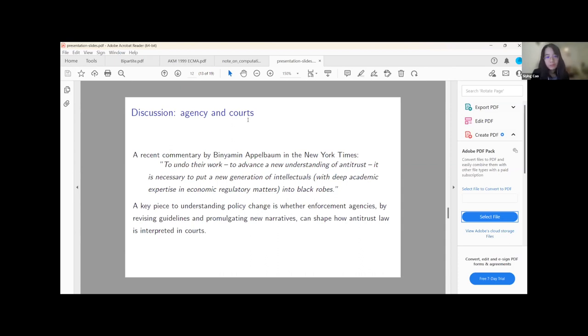But I think an equally important thing to recognize is whether agency actions or agency guidelines and narratives can have an important effect on how antitrust law is interpreted in courts. And I think quantification is one step forward towards answering that question. So with that, I would conclude my presentation.